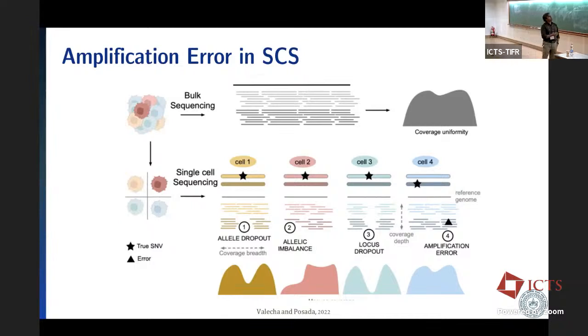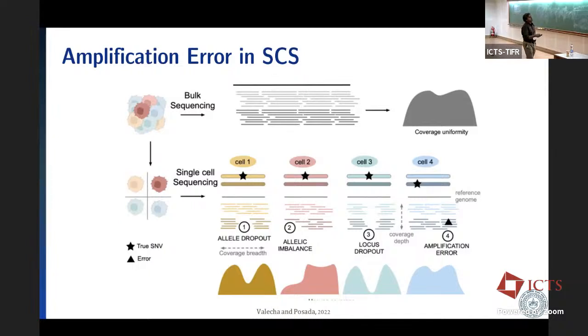Now the third thing is basically the locus dropout, which is nothing but missing data. You don't have coverage at all. Let's say coverage at a particular region is 0, and if there was a mutation there, you will completely lose out on that, okay? And the fourth thing is something we call false positive error, okay?